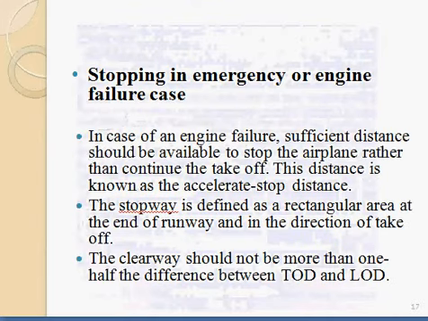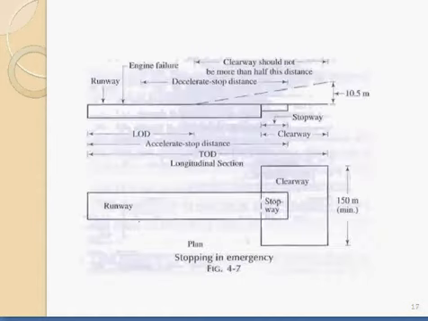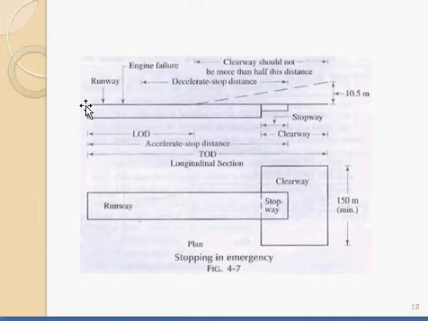Next is stopping in an emergency or engine failure case. In this case, when an engine failure occurs, sufficient distance should be available to stop the airplane rather than continue the takeoff, and this distance is known as the accelerate stop distance. You can see here the aircraft will start to take off from here, then accelerate for some distance, and at this point the pilot may notice an engine failure. Then it starts to decelerate and stops at some distance here.